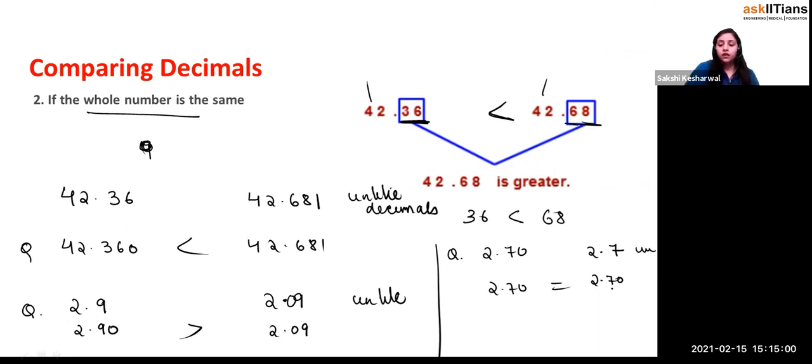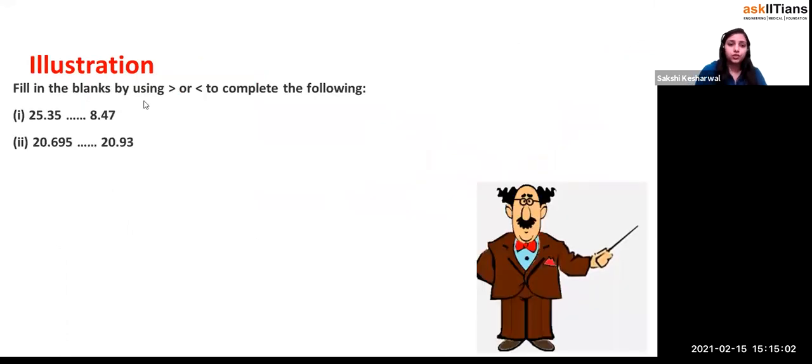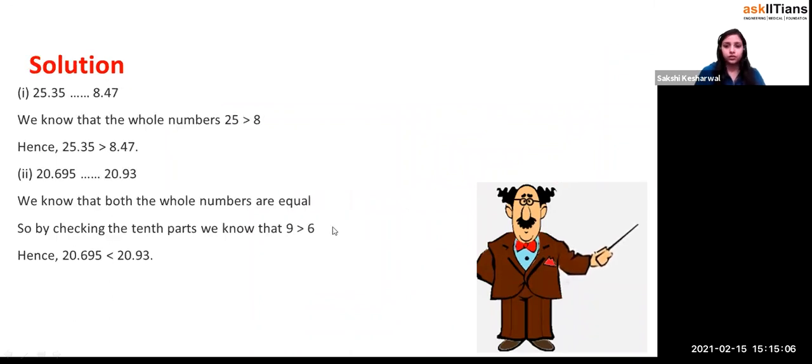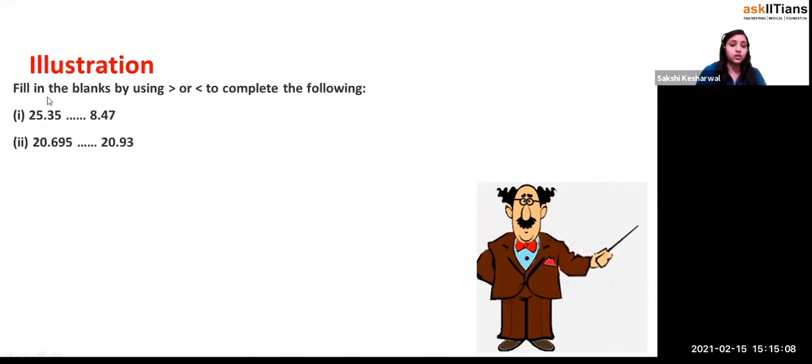Okay, so now let's come to this illustration. Fill in the blanks by using the greater than, less than and equal to signs. So 25.35 and 8.45. The whole number is greater. You don't have to compare the decimal parts. So 25 is greater than 8. So this one is greater.